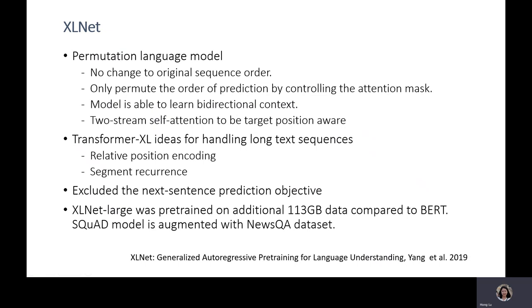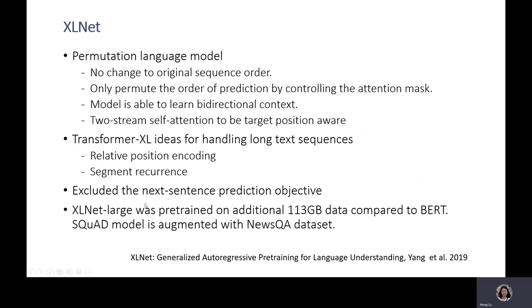And in this way, the model is able to learn bidirectional context as BERT does, while preserving the correlation between masked tokens as autoregressive models do. And they had to use something called two-stream self-attention to make their prediction distribution aware of the target position. And they incorporated the key ideas of Transformer-XL, and this is why they are called XLNet. So first, they used relative position encoding instead of absolute positional encoding. And they integrated segment recurrence, where the memory from the previous segment is cached and used to update the attention matrix of the current segment.